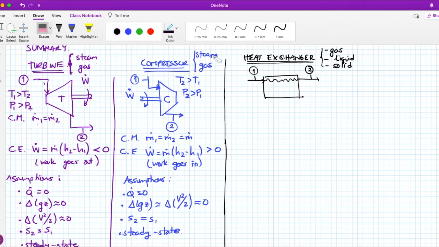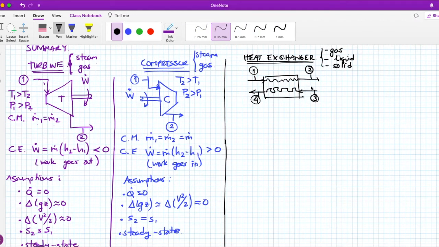After this, I'm going to put another stream here, in which 3 is going in and 4 will go out. The idea of building a heat exchanger is to heat something or to cool something down. Whether 1, 2 is the hot substance and you need to heat the cool substance going from 3 to 4, or the other way around, you don't care too much.